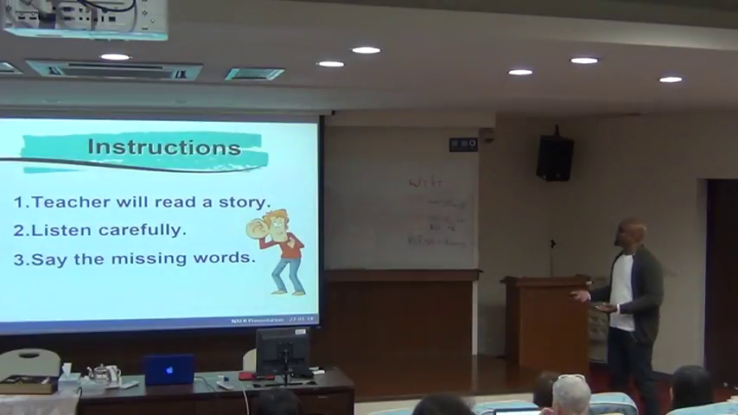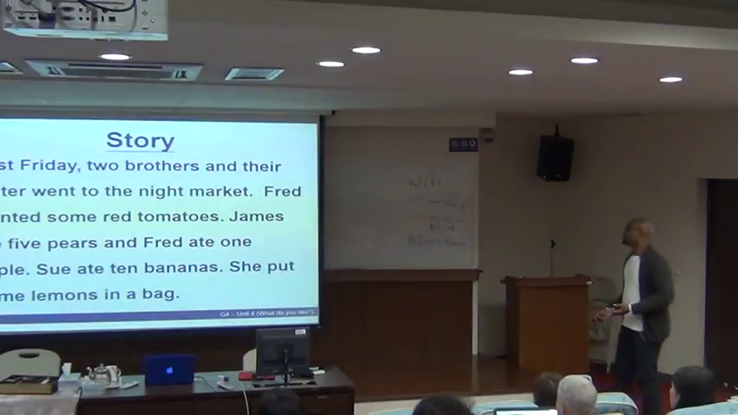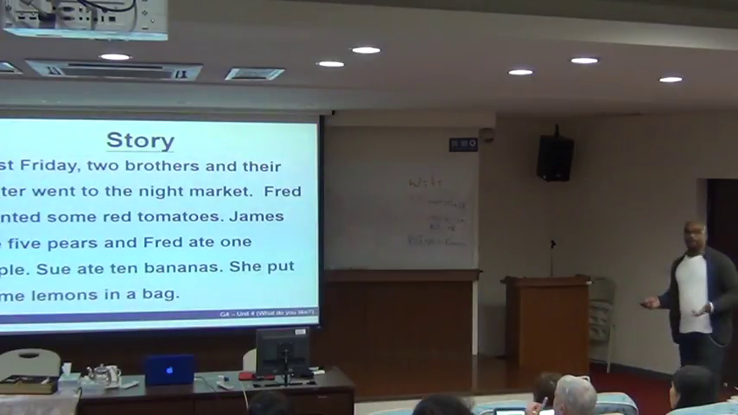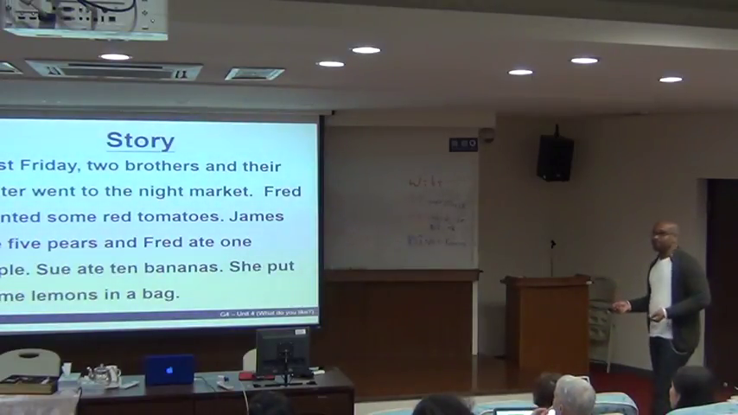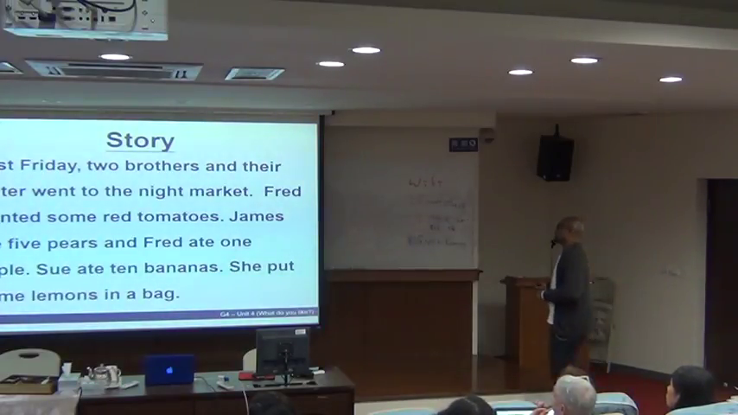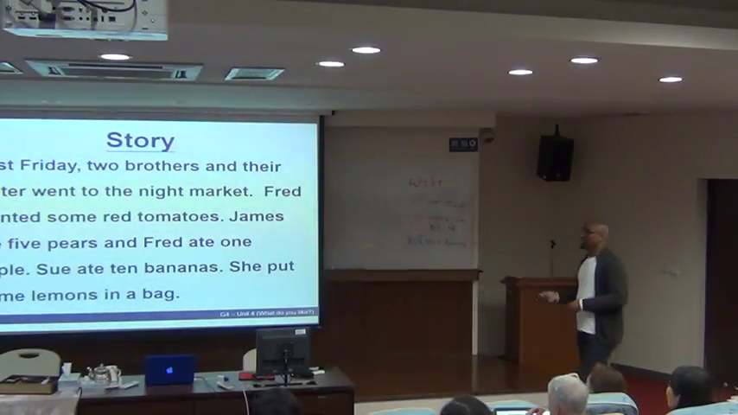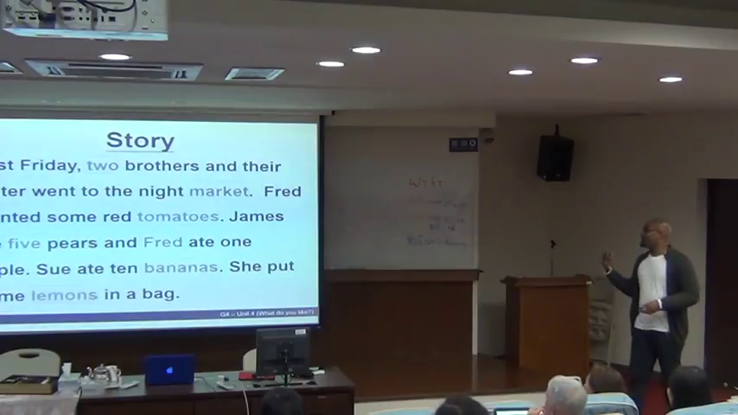So listen carefully and say the missing words. So here is our story. Someone volunteer to read? Last Friday, 2 brothers and their sister went to the night market. Fred wanted some red tomatoes. James ate 5 pears and Fred ate 1 apple. Sue ate 10 bananas. She put some lemons in a bag. Oh, she's so regular. All right. So, some words are missing.